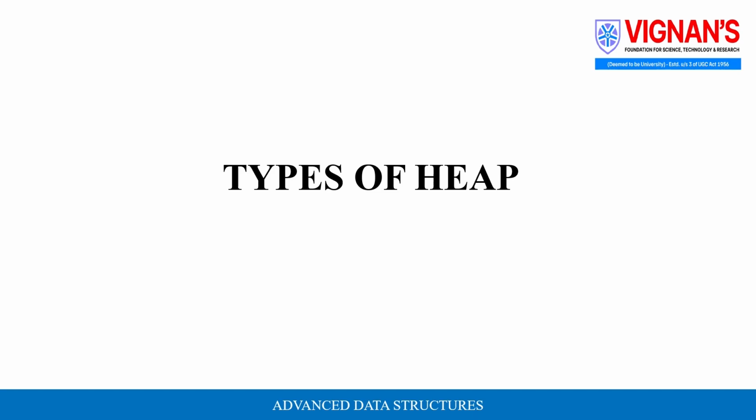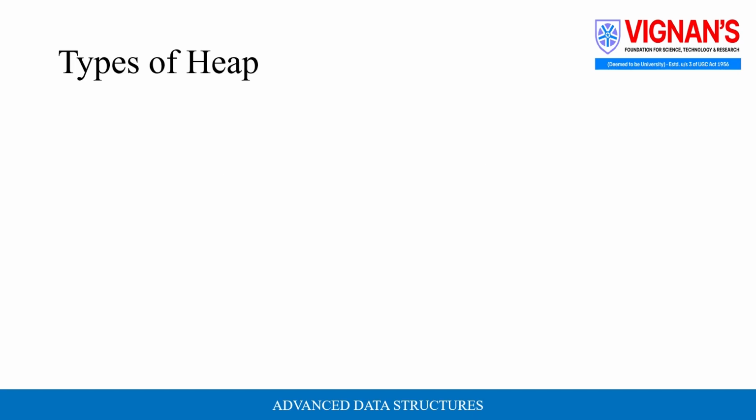Let us begin. There are mainly two types of heaps based on how the parent node compares with its children. 1. Max Heap. 2. Min Heap. In this presentation, we will learn both types in detail along with examples and algorithms.